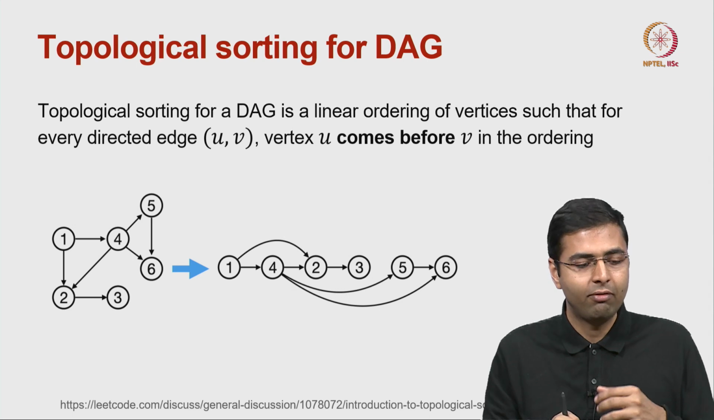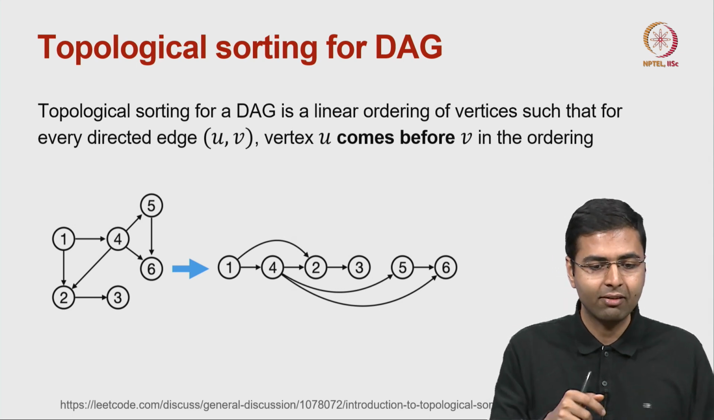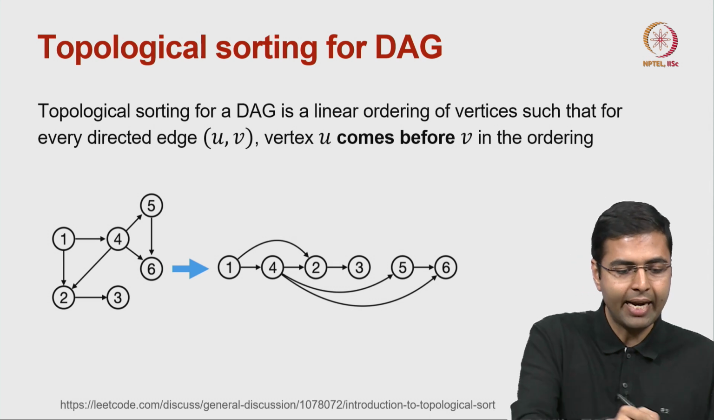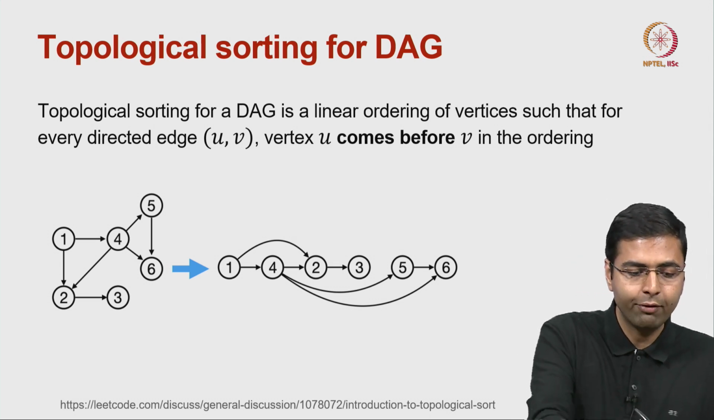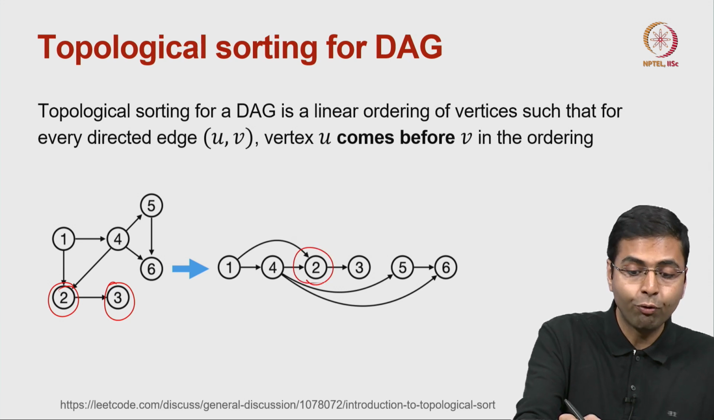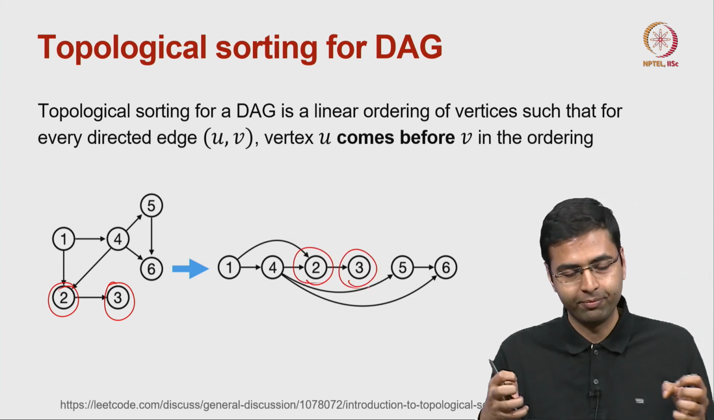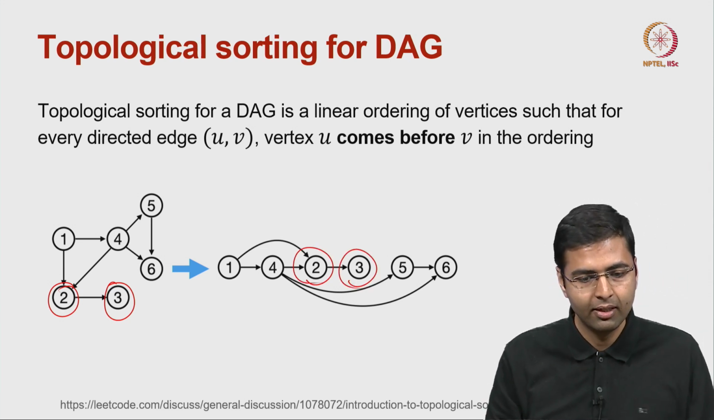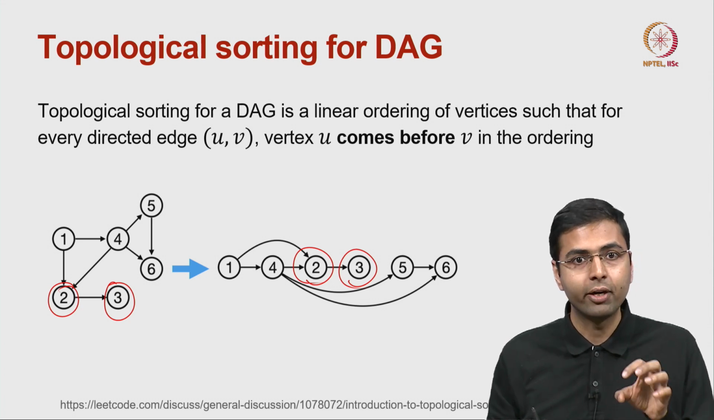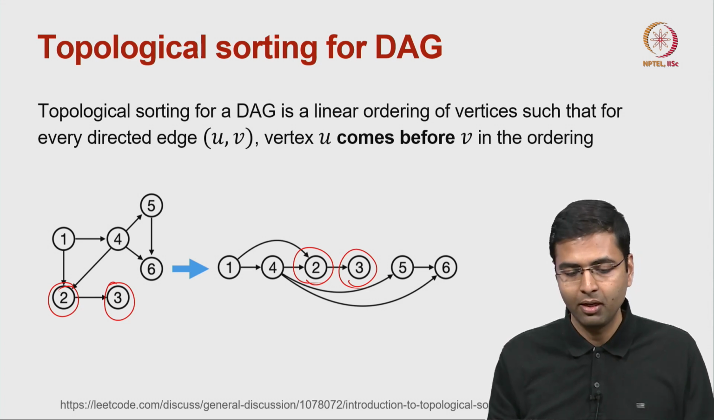So, this is a well understood property of DAGs, that we can derive a topological sorting order of any DAG such that in the linear ordering, if you consider any edge, let us say 2 to 3, then 2 will appear before 3 in the ordering. And for acyclic graphs such an ordering is guaranteed to exist.